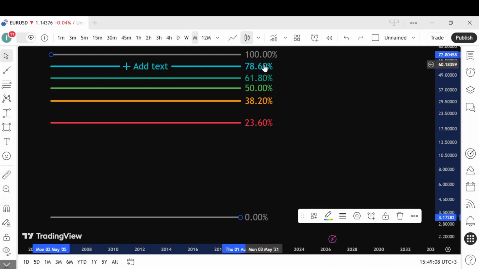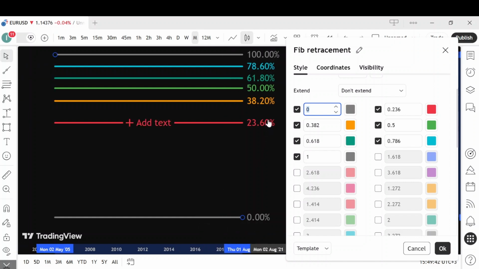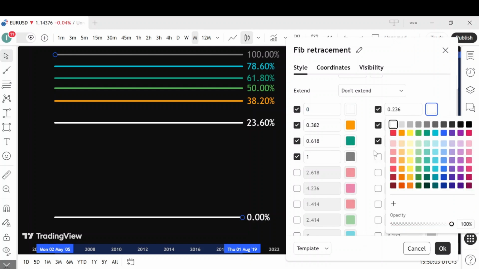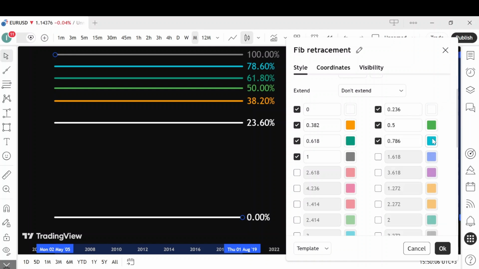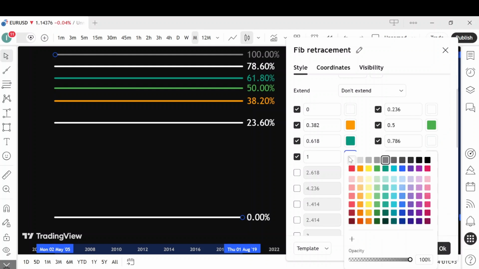You have the 0, 23.6, 38.2, 50 level, 61.8, 78.6, and 100%. The next step is turn 0%, 23.6%, 78.6%, and 100% to white. So we are going to turn 0% white, then 23.6% white, then we are going to turn 78.6% white and 100% white. This leaves us with the levels that are most important to us.